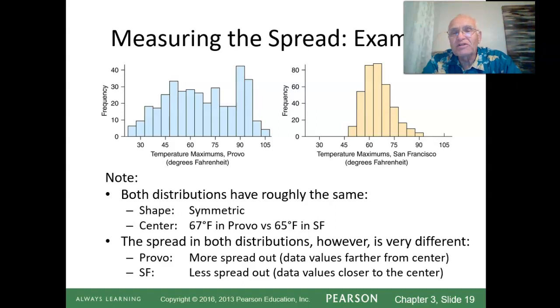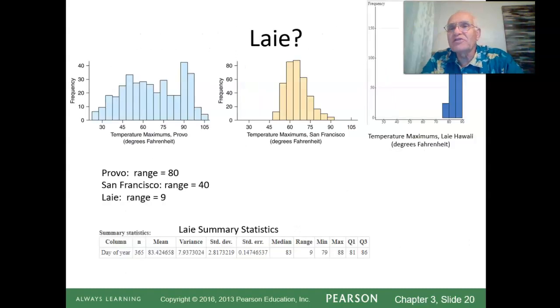So that's one of the things that makes Provo great, in terms of you have seasons where it changes quite a bit from season to season, whereas San Francisco does not change that dramatically from one season to the next. And you can also compare these to a third place, which is Maui.